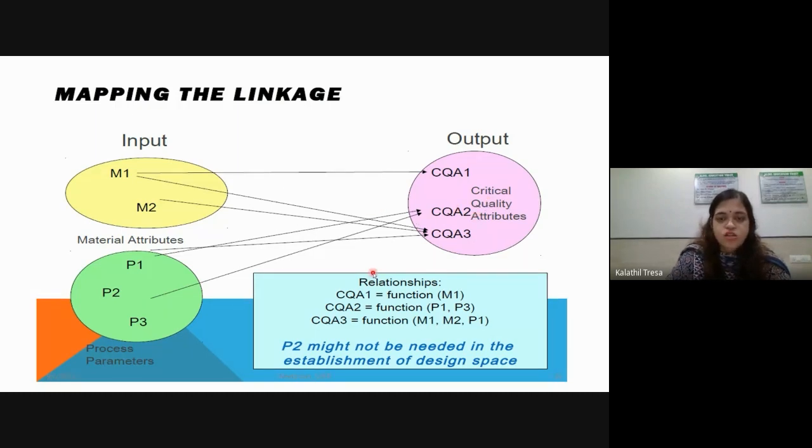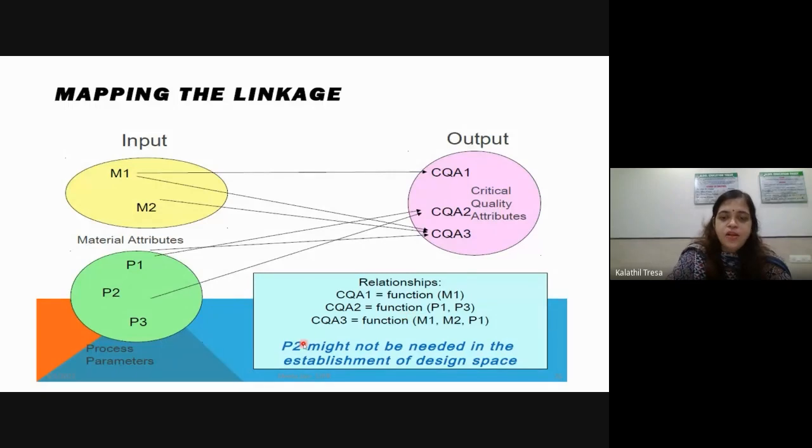Okay, so the relationship is, suppose CQA 1 is a function of material attribute 1. That means the first material, which you are giving a code as material 1, M1, is going to affect your CQA 1, so it has that relationship. CQA 2 is affected by process parameter P1 as well as process parameter P3, so it will be a function of P1 and P3. CQA 3 is going to be affected by M1, M2 and P1, so it will be a function of that.